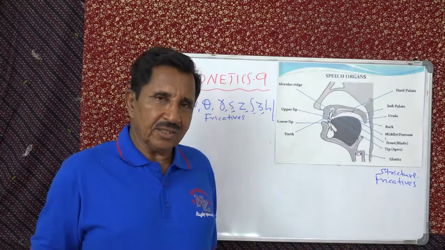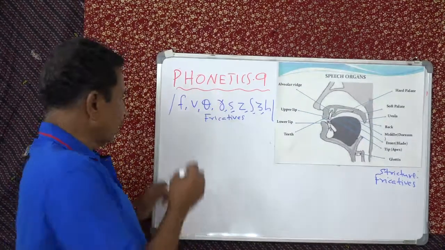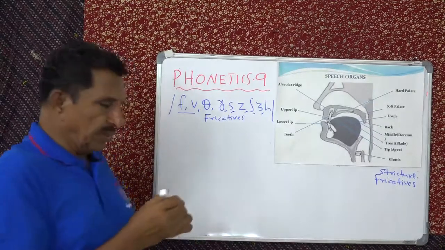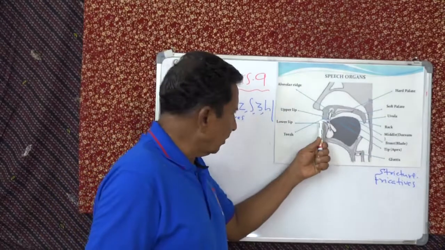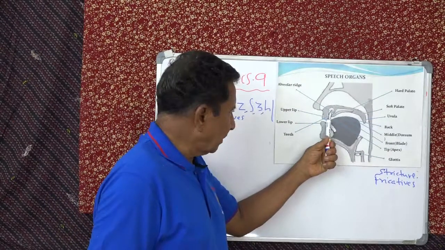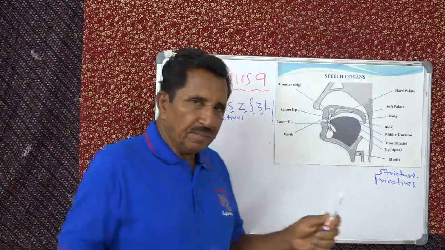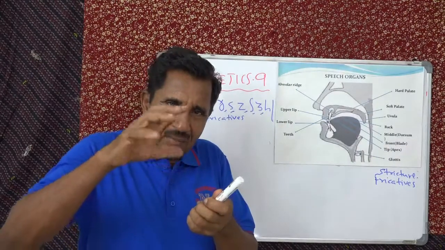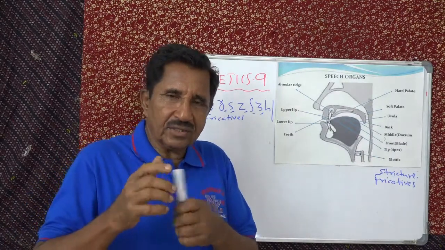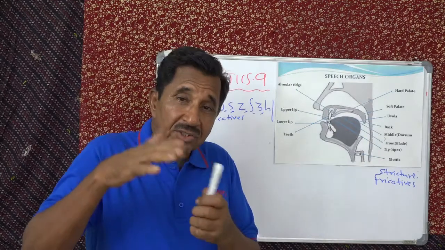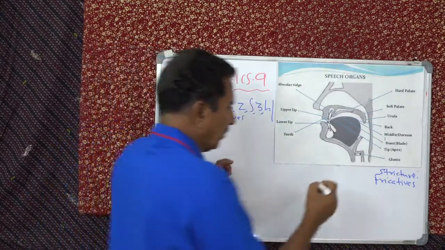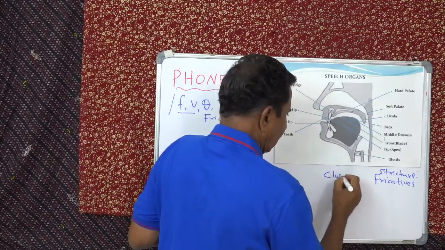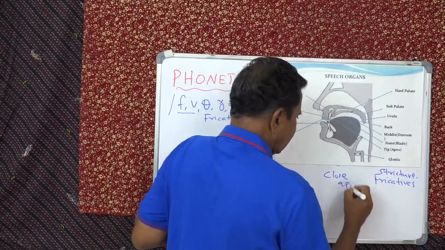Now you have to see the place of production. See, F and V, the place of production is lower lip and upper teeth. This is the lower lip, this is the upper teeth here. They come closer. Or you can say, it's a kind of approximation. It's coming closer means approximation. There's a close approximation. That's the thing.